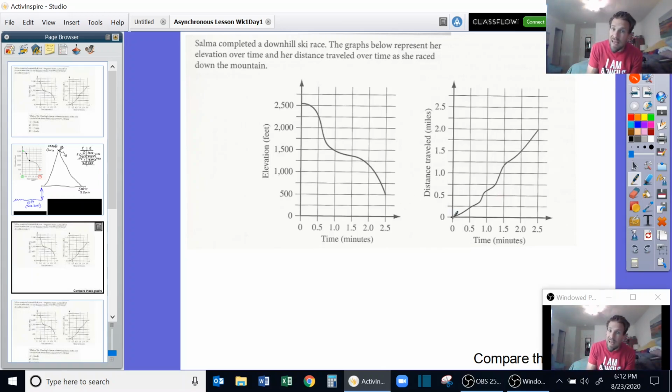So it makes sense that at the beginning of the race, she hasn't gone anywhere. She stopped. She's waiting for the starting whistle. Then she's moving and moving and moving. She's going distance. So these two graphs tell a very, very different story, but about the same skiing race, because we're measuring two different things. Here we're measuring the distance that she's traveled.